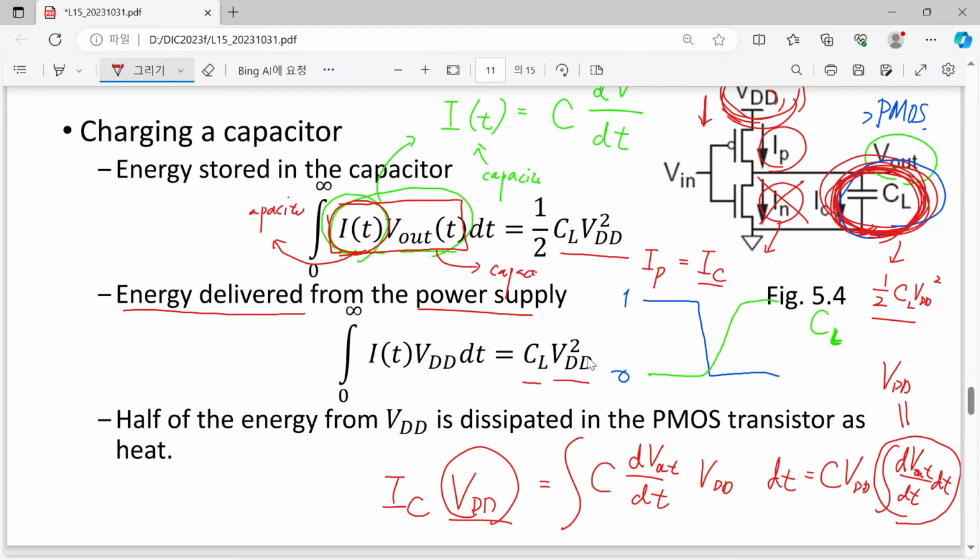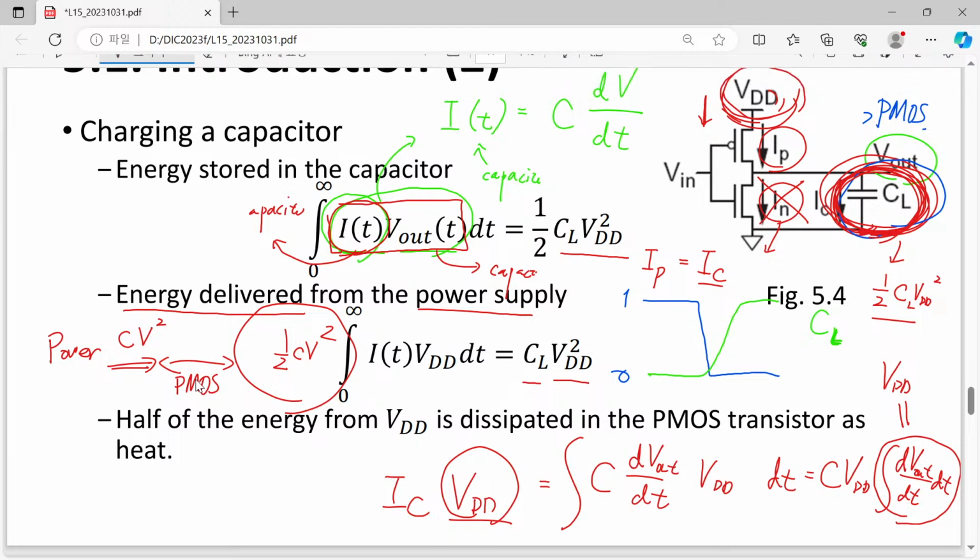Okay? So now we are considering this one. From our power supply, I gave you C times V square, and you just receive half of it. This is a capacitor. Then what happens? In between we have the PMOSFET, and this PMOSFET just dissipates the energy. Half of the energy is wasted this way. So you know this is the charging phase.